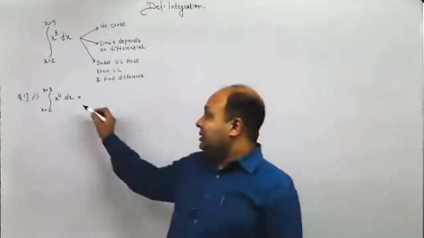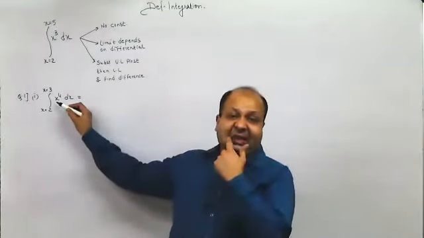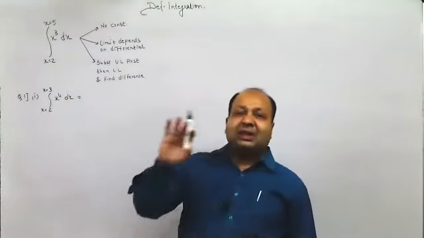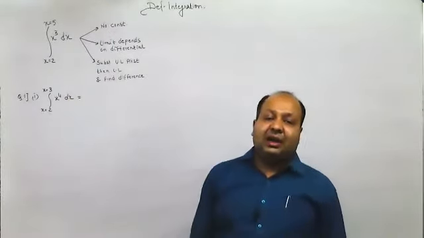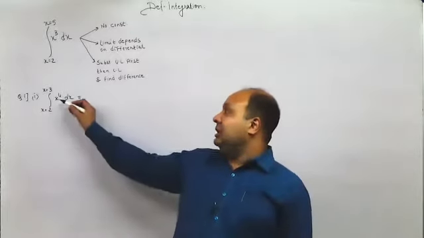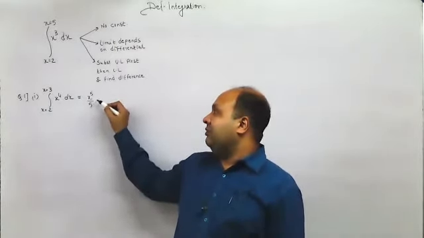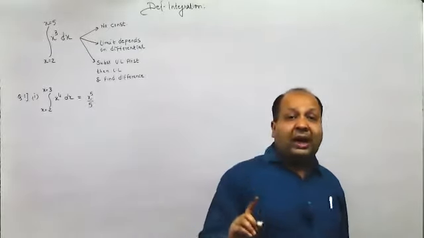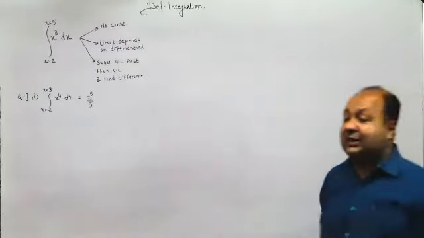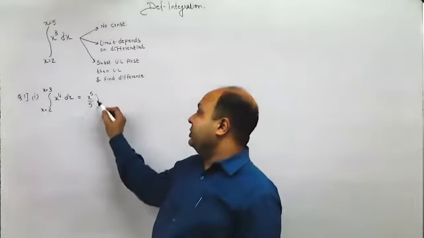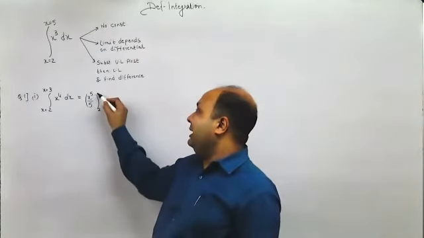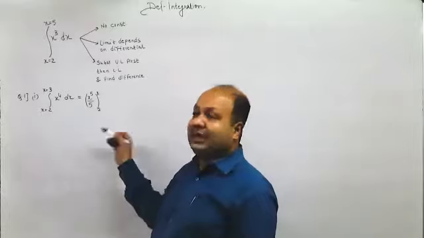Now, this is in terms of x. First solve this as if it is an indefinite integration problem. What is integration of x raised to 4? It is x raised to 5 upon 5. No constant here. Why? Because it is definite integration. Then first substitute the upper limit, then substitute the lower limit and subtract it.